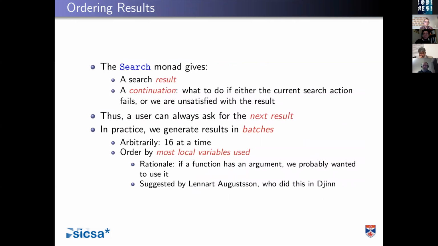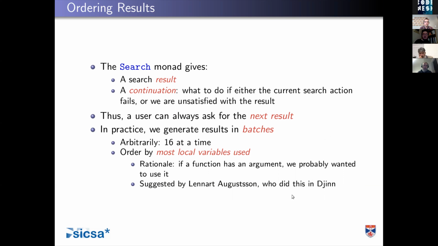And the final thing, the simple heuristic. The search monad gives us a result and a continuation. The user can always say, after you've got a result, so in the API here, you can always say, hit it with a hammer, give me the next one. So we don't just give the first result, because the first result is going to be like the first constructor. For lists, the first result is going to be the empty list, for example. So we just arbitrarily pick this round number of 16 at a time. We order by the most local variables used. The rationale for that is if you've written down an argument, you probably wanted to use it. That seems to be a reasonable heuristic. It turns out to work pretty nicely in practice.